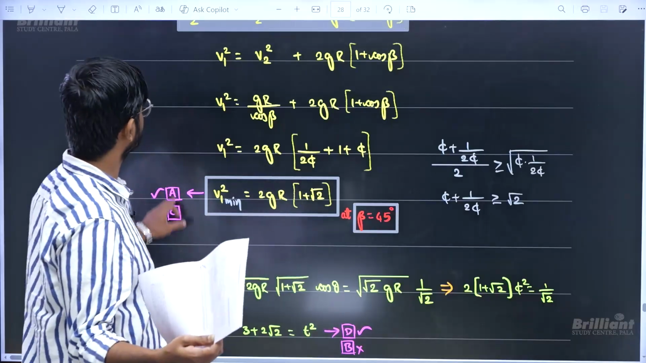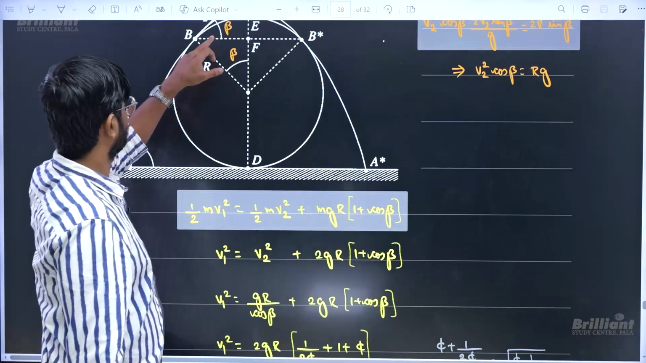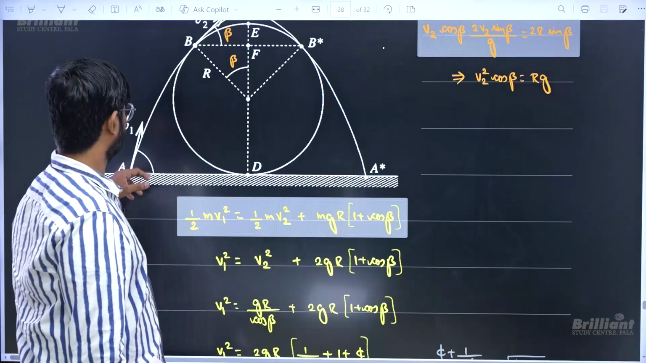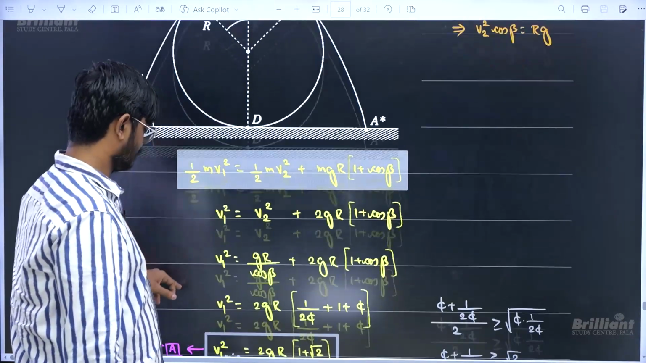Then they were asking what is the value of theta naught, not beta. This angle was 45 degrees, we figured out. For this to be the minimum speed, but you need to calculate this value. So I can say v1 cos theta is v2 cos beta.